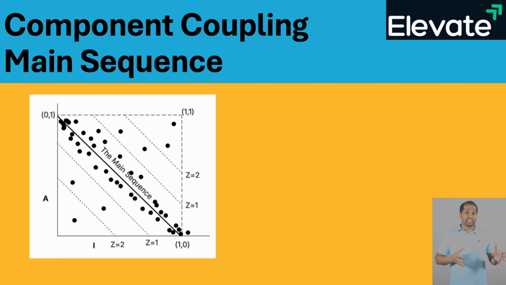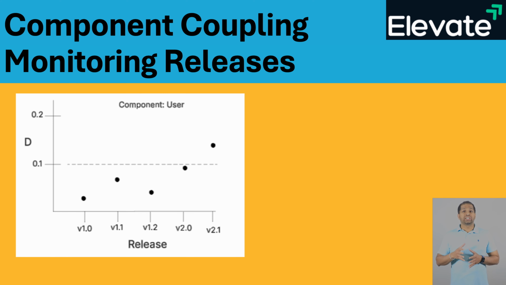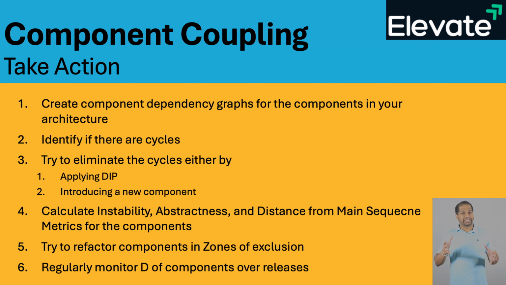Next, we can calculate mean and variance for this D metric and identify which components are more than one standard deviation away from the mean or the main sequence. We should try to get those components into the zone of one standard deviation to make our software system easily maintainable and developable. We can establish a threshold for the D value for each component, and we can continue to monitor this value across each release to identify if it goes beyond the specified threshold value and take corrective action accordingly. Now is the action time.